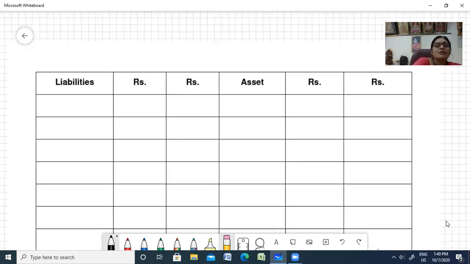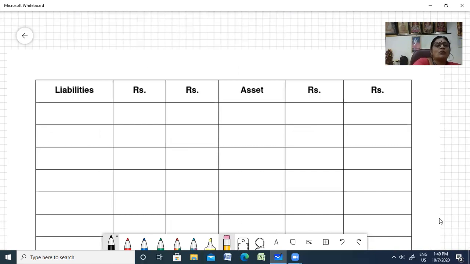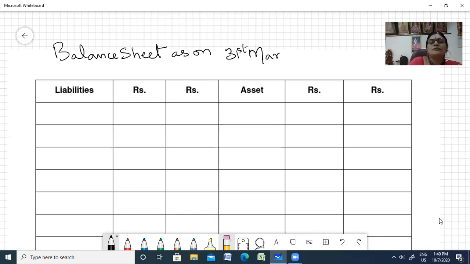Capital fund is already given in the reader. There's no problem at all. All you have to do is copy from the problem. So balance sheet as on 31st March 2019. Now, first, let us finish off the capital side, because it's the liability side and very easy, very few figures will be there. So you'll get an idea as to what should be your asset side also. All right, so capital fund.